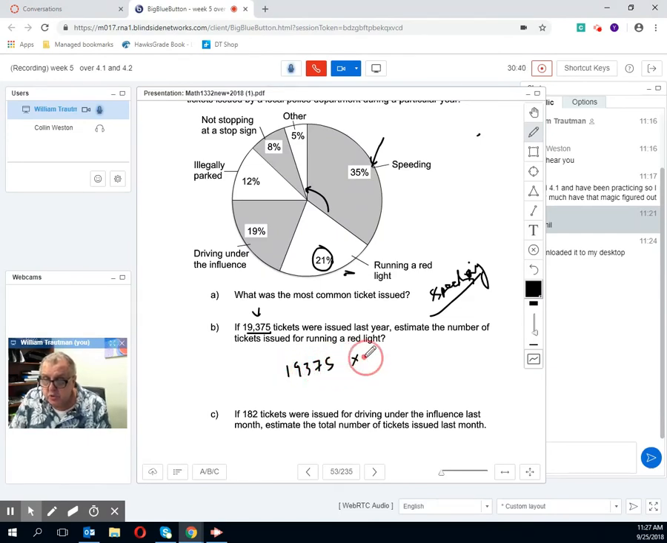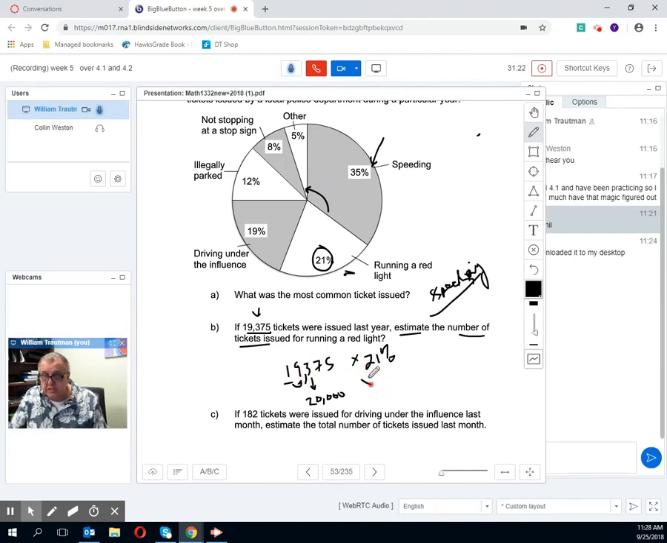19,375 times 21%. Well, you can't really multiply a percent. Now it also says estimate the number of tickets. And it doesn't say to what place value to estimate it to. If it doesn't say that, you have to estimate it to the far left. So 19,375 estimates to 20,000 tickets. You look to the right, and 5 or more, you add 1 to the underlying number.